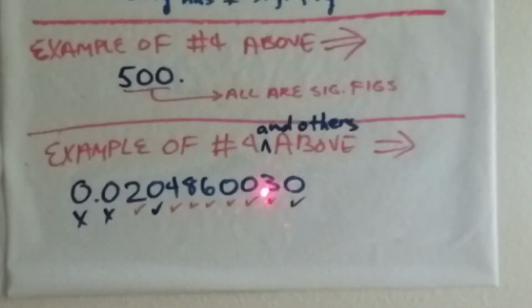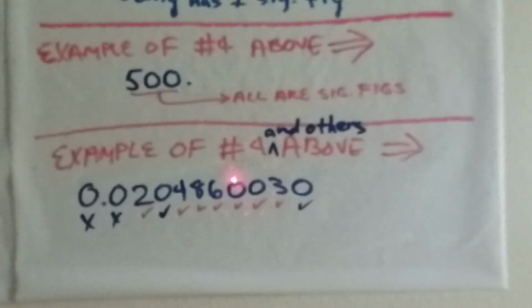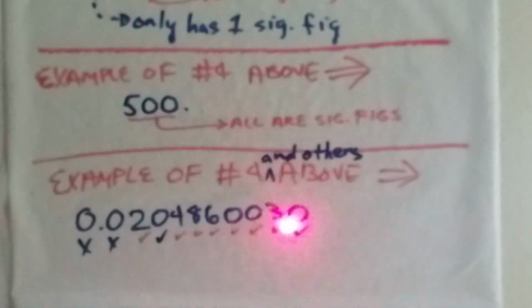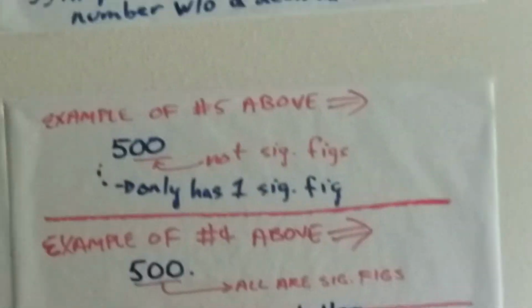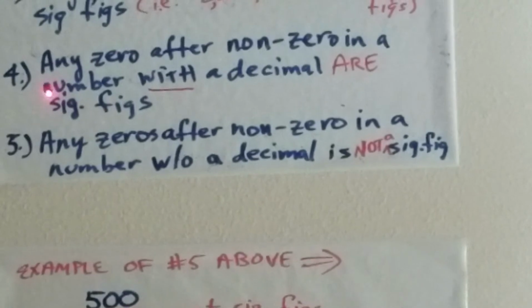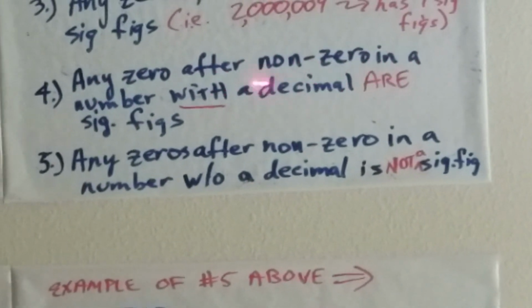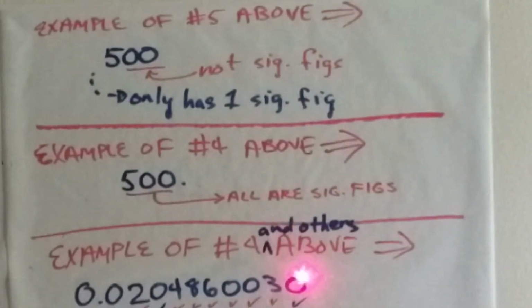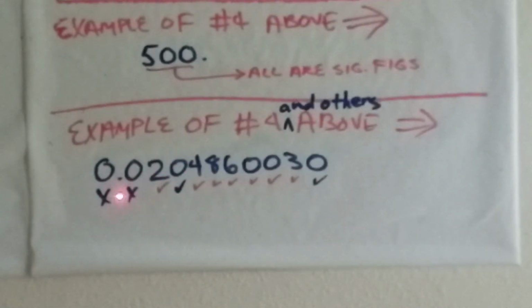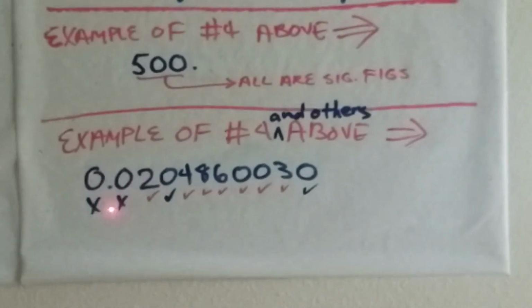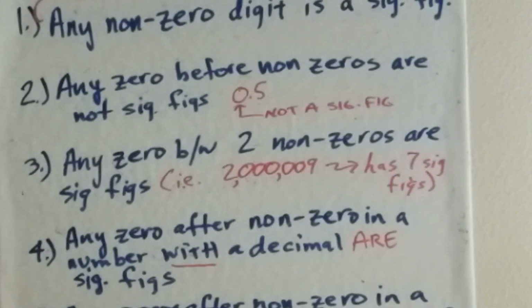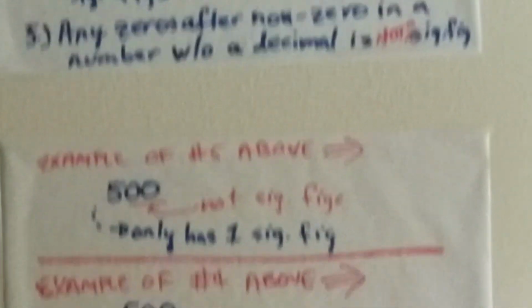So we can include this 0 and these zeros over here, and we're going to include this 0 over here because number 4 says any 0 after non-zeros in a number with a decimal are significant figures, so we include that 0 there. But to the left here, these numbers to the left, based on number 2, says that any 0 before non-zeros are not significant figures.